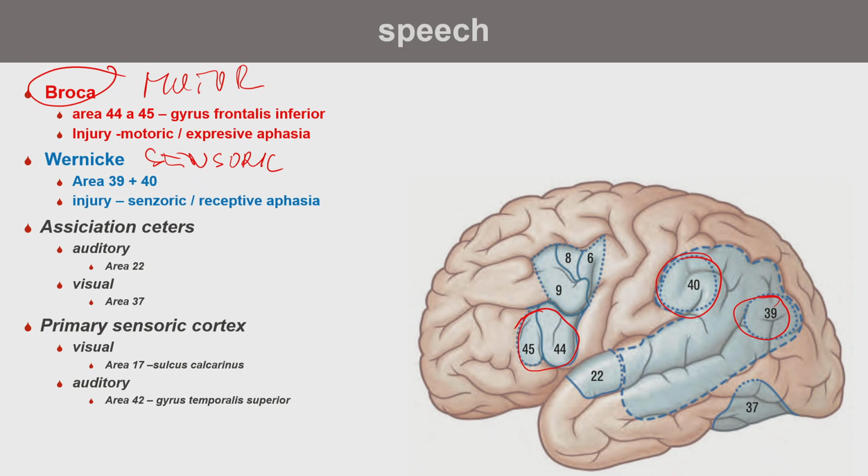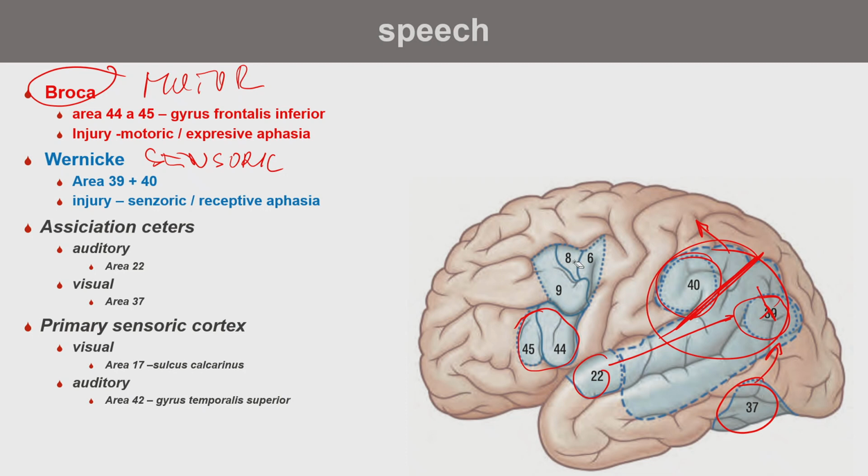Wernicke is much more flexible. You could have it on the same side as Broca, or on the other side. This is the angular gyrus, so it could be more parietal, more occipital. This is a region where we have those association centers. This is very close to the association center of the visual cortex, and this is hearing. So we have a relation to the association centers, exchanging information from the visual or the auditory impulses.